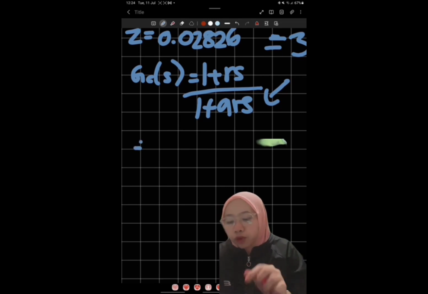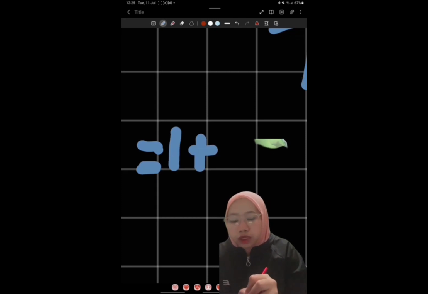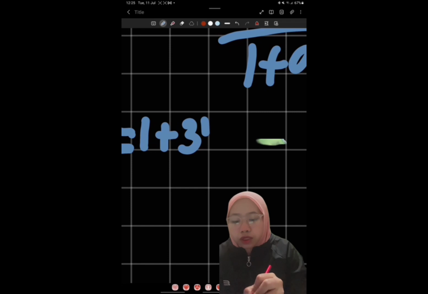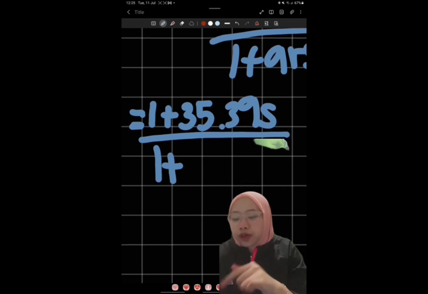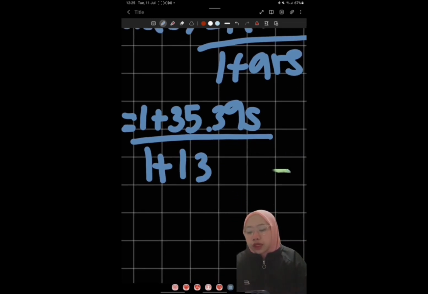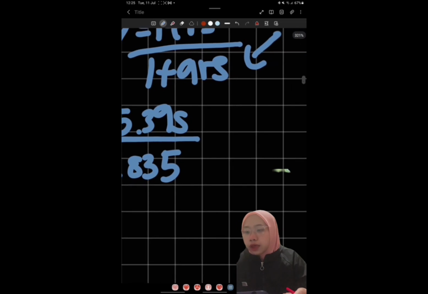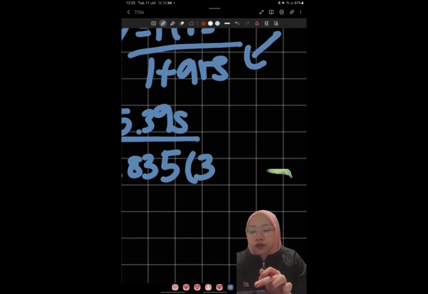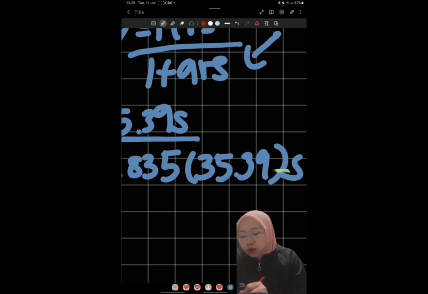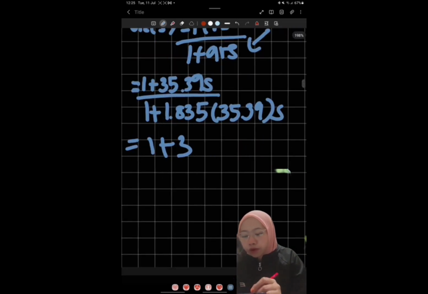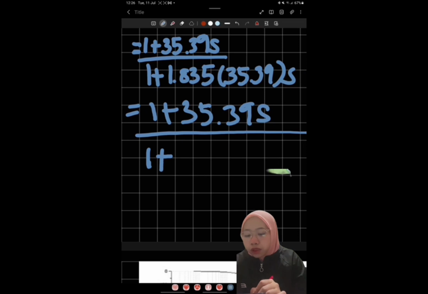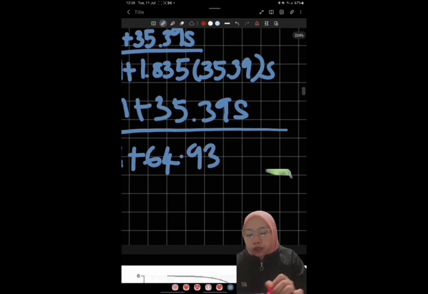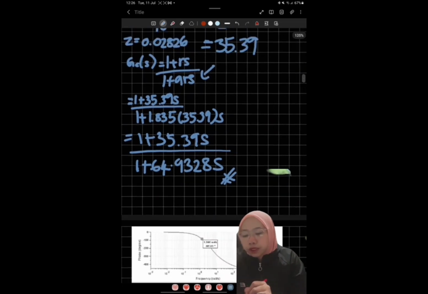Next, after knowing the transfer function formula, we can substitute the value of R and the value of alpha. So 1 plus R is 35.39 s, divided by 1 plus alpha, which is 1.8, times R, 35.39 s. The answer we get is 1 plus 35.39 s divided by 1 plus 64.9328 s. This is the answer of the transfer function.